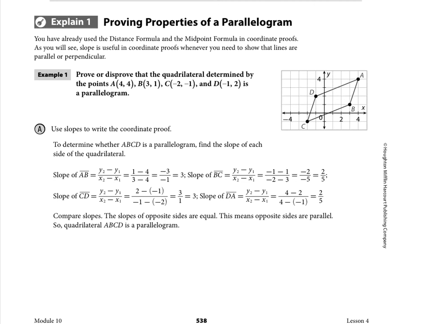Okay, welcome to video 10-4A. This is the first of 3 videos for 10-4. And in Explain 1 here, we're going to be proving the properties of a parallelogram.